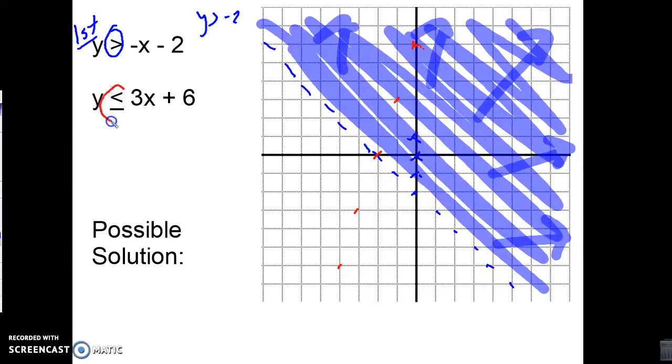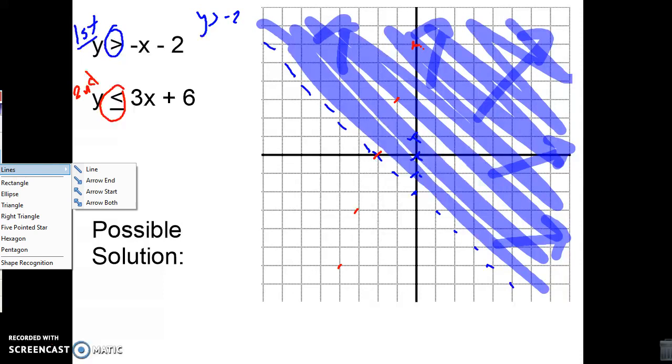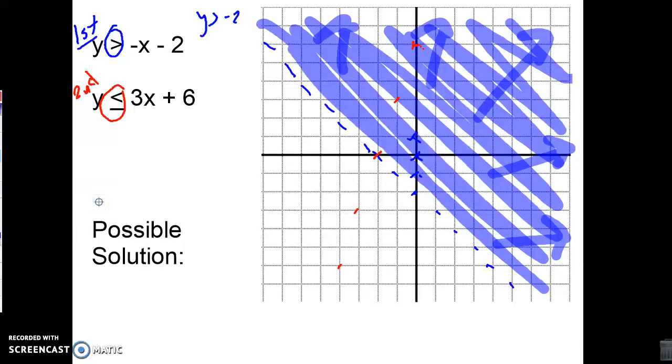Now notice that on my second equation, the inequality has that or equal to sign. So this is my clue that I am not going to have a dotted line, but I'm going to have a solid line with arrows extending in both directions from that point on.